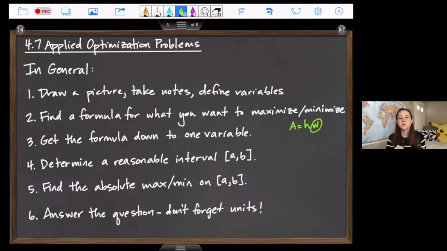Determine a reasonable interval A to B. This is usually the uncomfortable step for students, finding some sort of extreme value that makes sense on the ends. And then finding the absolute max and min on that interval. That should feel like a 4.3 homework problem after you've done steps 1 through 4. And then we answer the question. We need to have units on it. Remember that we're working an application problem.